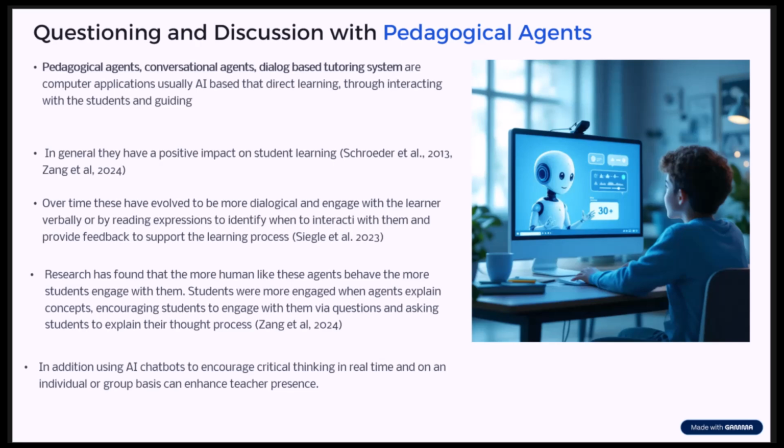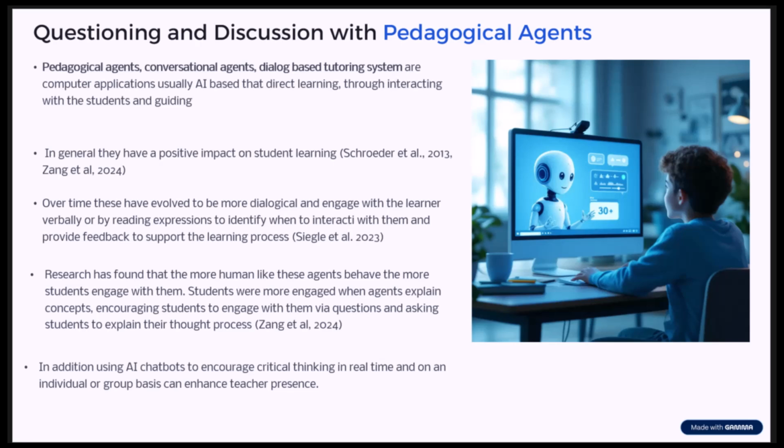This is in research conducted by Schroeder et al. in 2013 and Zhang et al. in 2024. Pedagogical agents present content, provide prompts, and question. Some provide all of these functions, others just some.